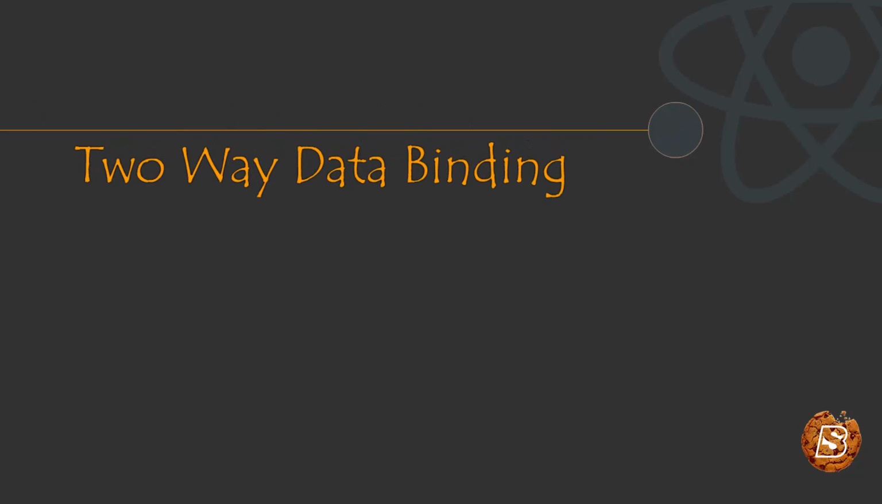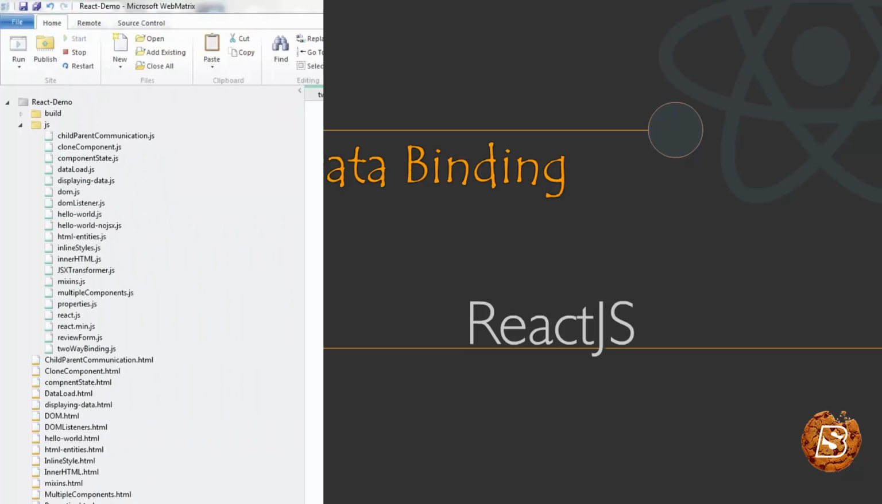So today we'll see how we can make use of linked state mixin and value link property. These are basically add-ons and they are accessible when you have the React with add-ons script. And these are basically used for two-way data binding.